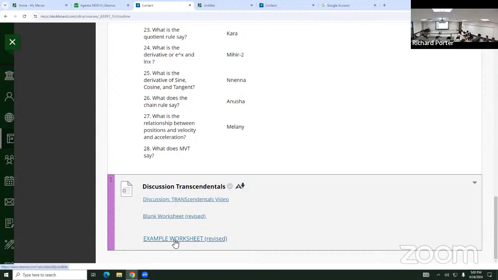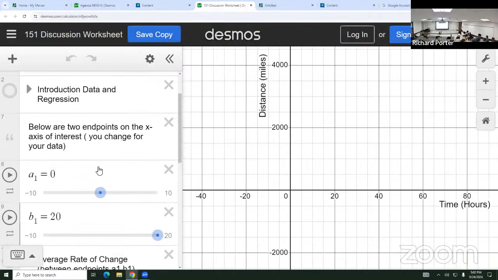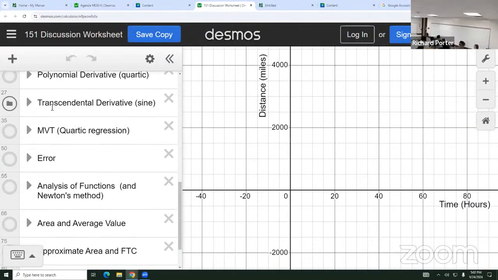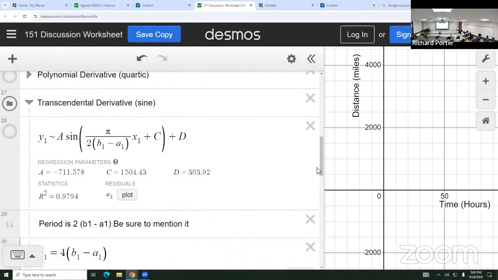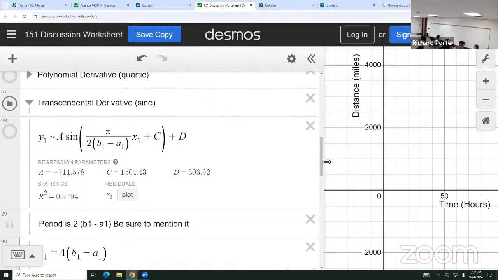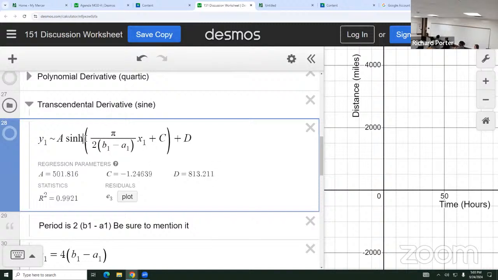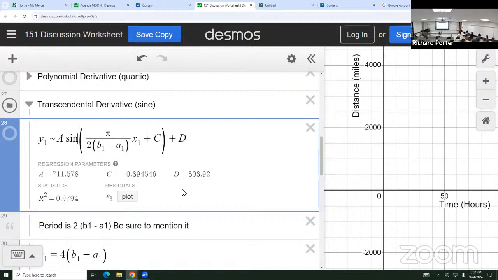All right, so what are you gonna do with your example worksheet? Or with your worksheet? You go to transcendental derivative. Okay, transcendental functions. So I picked one for you. Okay, you could pick any function you want for transcendentals. You could pick hyperbolic sine. You know how easy it is to pick hyperbolic sine? I just put in H there. Now it's hyperbolic sine.